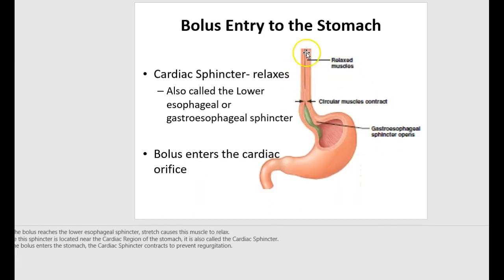Finally, the food bolus reaches the end of the esophagus where there is a thin circular muscle that I've mentioned previously that I called the lower esophageal sphincter. It can also be called the lower gastroesophageal sphincter, but most commonly you've probably heard of it as the cardiac sphincter because this is the cardiac region of the stomach. Notice that it has to relax to allow the food bolus to move forward. After it has, it then contracts and it prevents reflux or regurgitation.